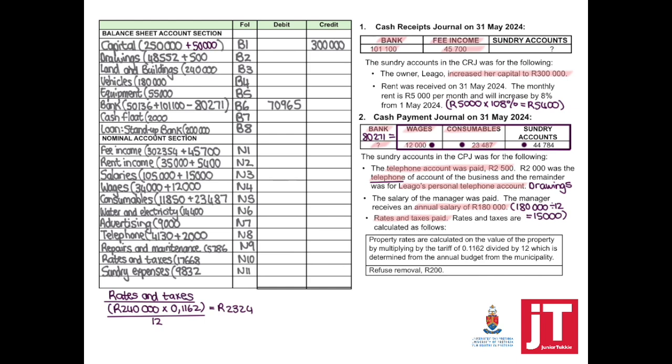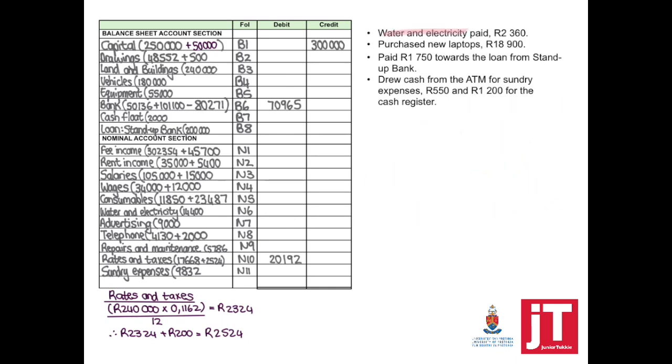That means my rates and taxes is 2,324. But that's not only my rates and taxes. We need to add the 200. So the total that we owe the municipality, or paid the municipality, was 2,524. This will be added to our expense for rates and taxes. Right. Next transaction. Water and electricity paid 2,360. Added to your water and electricity, your expense is going to increase.